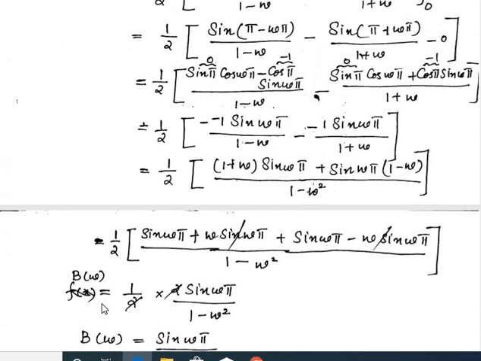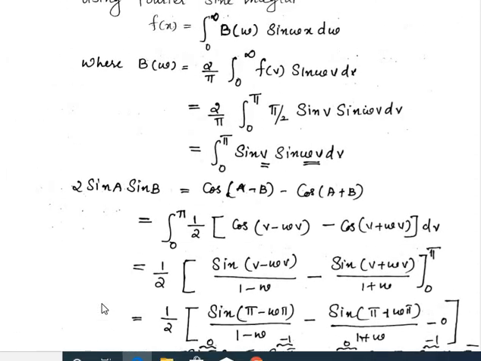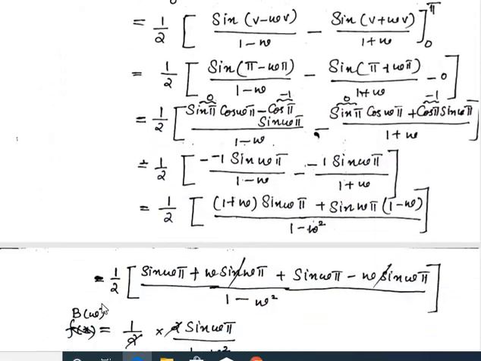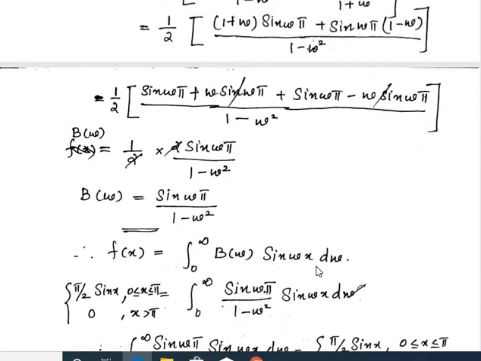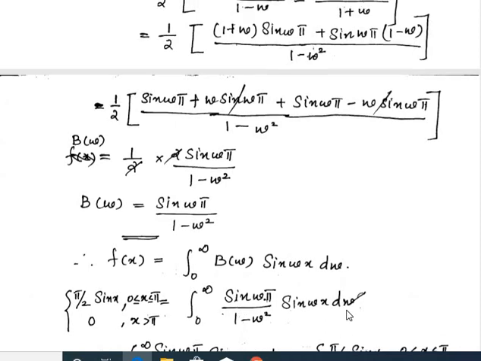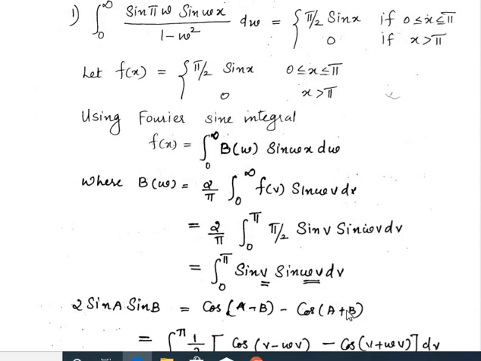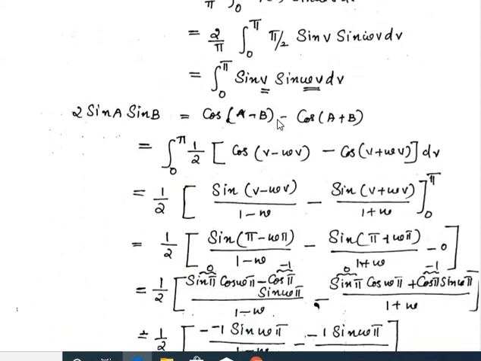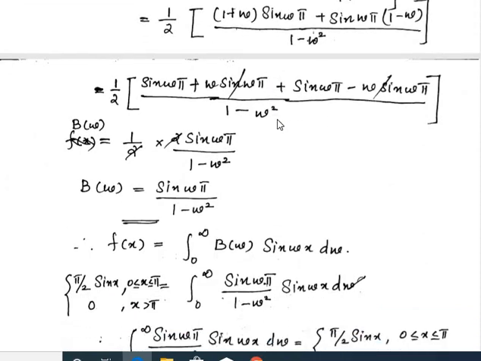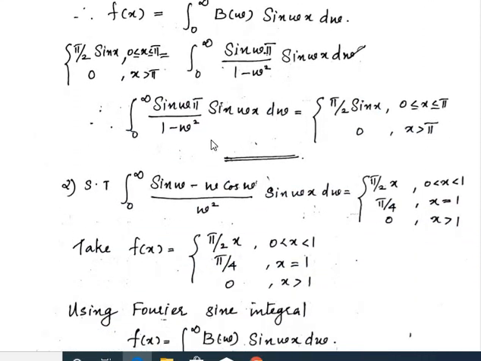To get the function, substitute the value in the given f of x. f of x becomes integral 0 to infinity b omega sin omega x d omega. We have taken f of x as this value, and we have obtained b of omega as this value. So this is equal, and this is the given question: show that integral 0 to infinity sin pi omega sin omega x by 1 minus omega square d omega is equal to pi by 2 sin x for 0 to pi, and 0 otherwise. So by using the sine integral, we can show that this integral is equal to this function.